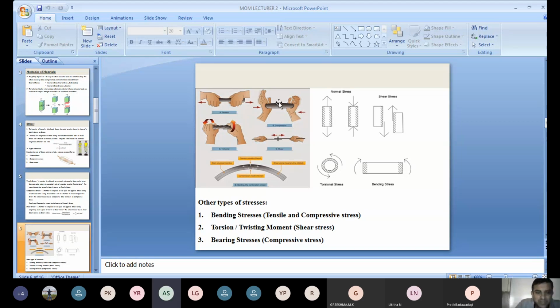Now the second one: compressive stress. Two forces are acting towards each other along the central axis, that is compressive.